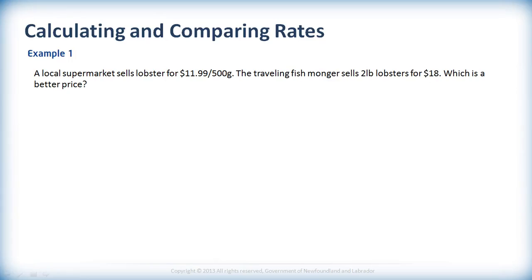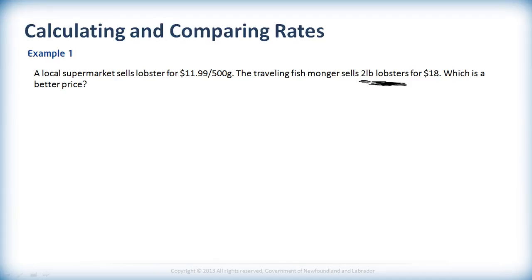Let's calculate and compare some rates. It says a local supermarket sells lobster for $11.99 per 500 grams, but the traveling fishmonger sells 2 lobsters for $18. Which is a better price? All right, let's see if we can get this. Or sorry, not 2 lobsters, 2 pounds of lobster. LB is pounds. Oh, sorry, I see. Each lobster is 2 pounds. First day with my new eyes here, I think.